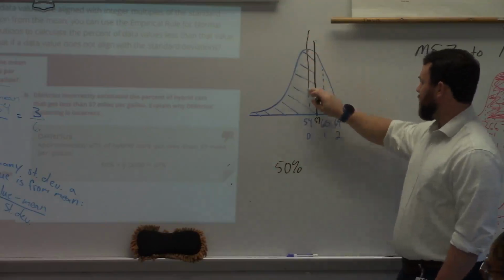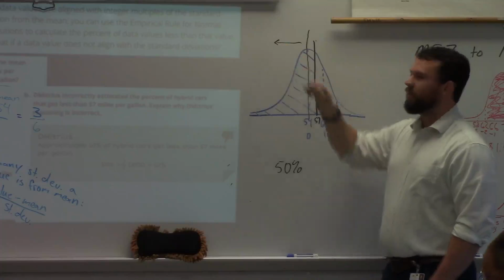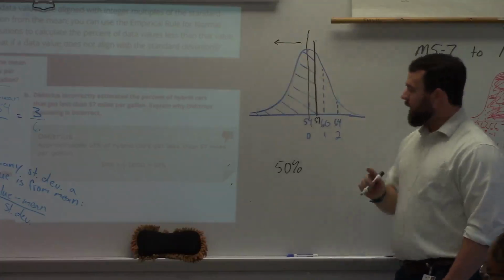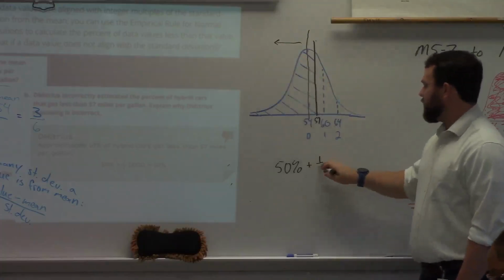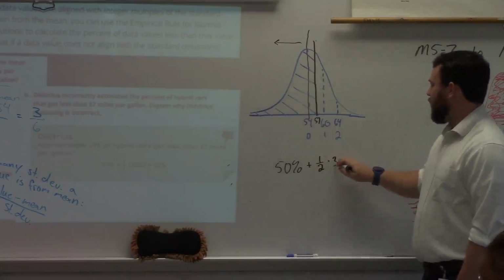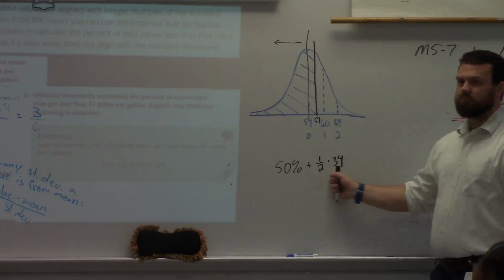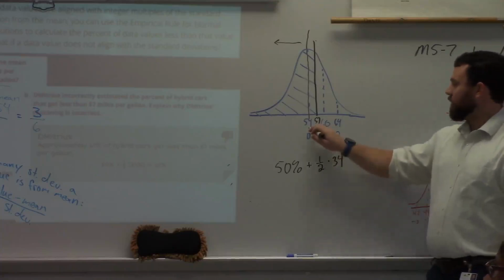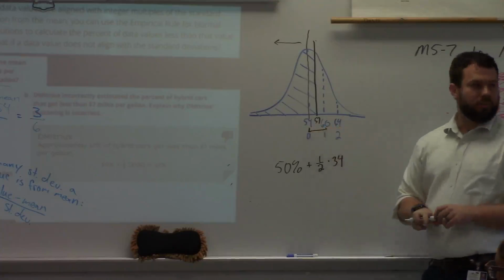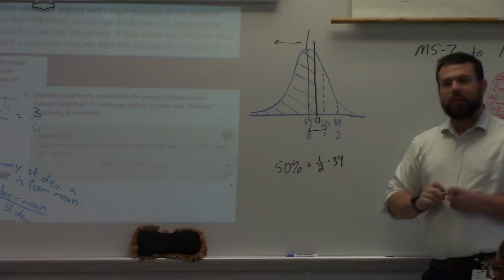So everything from 54 over, right? That's half the distribution. Then he added to it half of 34. Where's half of 34 coming from? Right, so from 0 to 1 is 34%, correct? But they're telling us that's wrong.